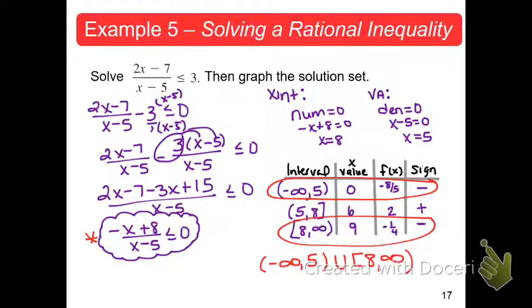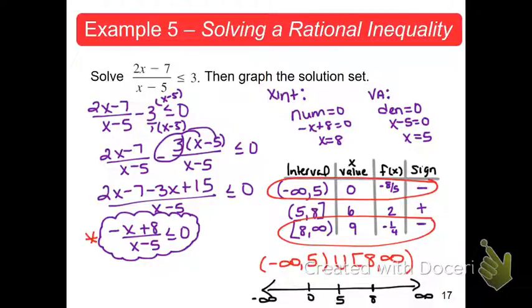Now, this one also told me I needed to graph the solution set. So I'm going to draw my number line here. And I'm going to label all my important points. I have negative infinity down here on the left, positive infinity on the right. I have 0. I need to see the 5 and the 8 as well.